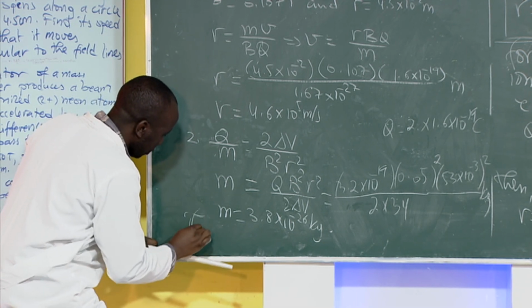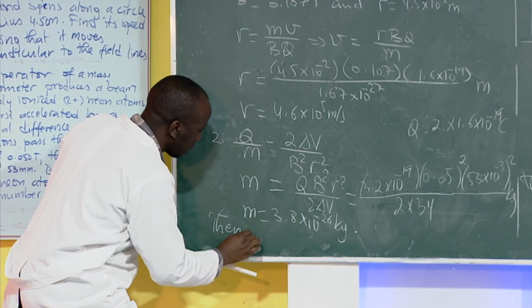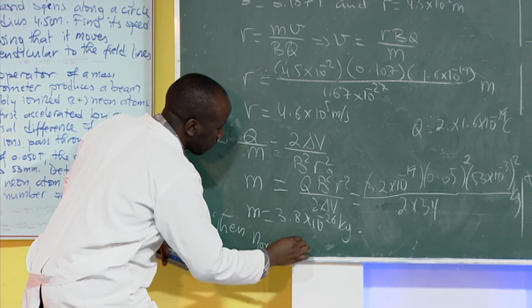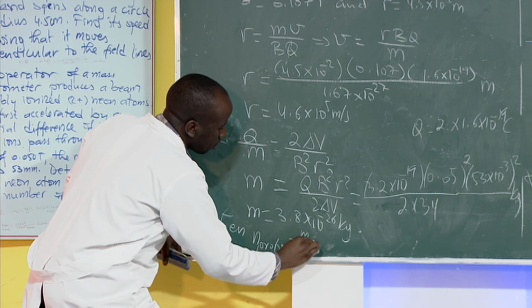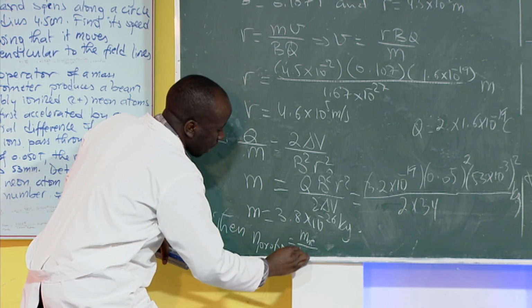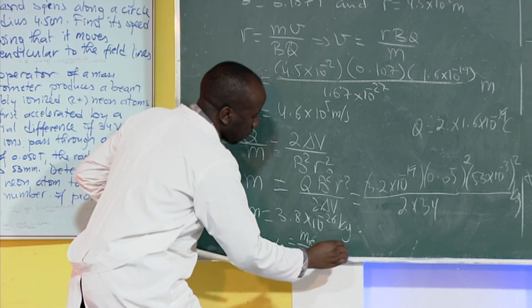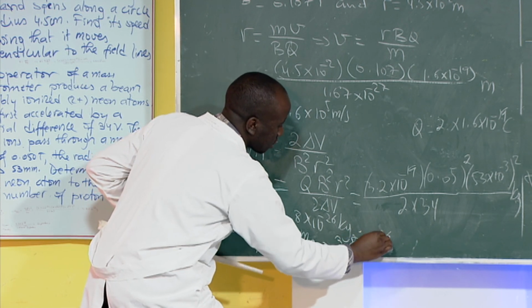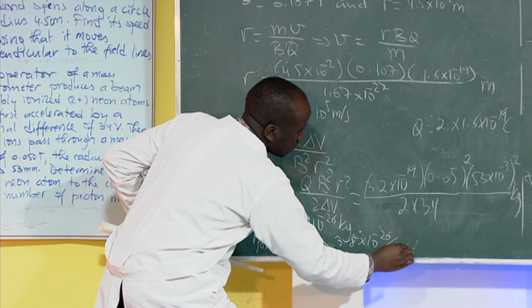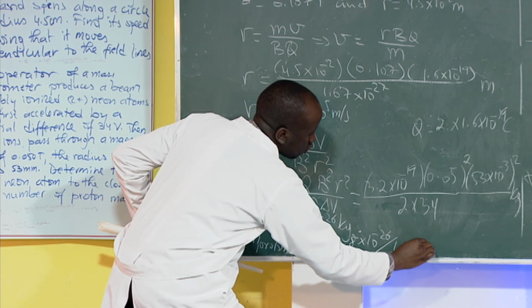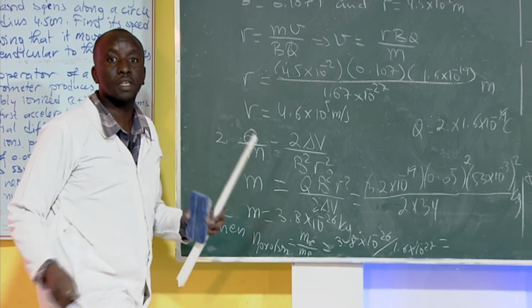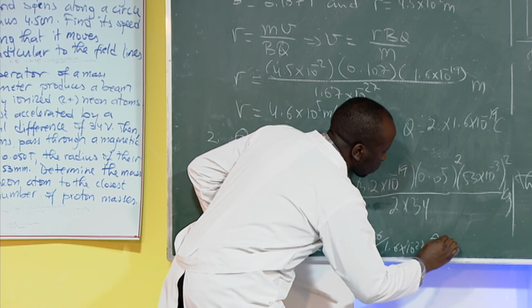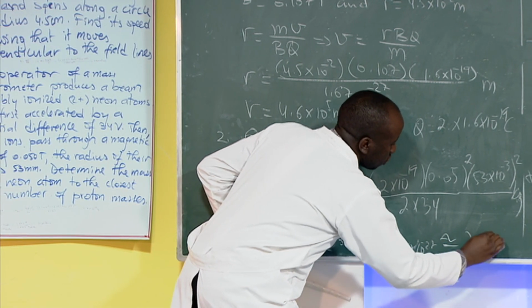And then we can find the number of protons to be equal to the mass that we find, the mass of this neon atom, over just the mass of a proton. So this time there will be 3.8 times 10 power minus 26 over 1.6 times 10 power minus 27. And when you calculate this, you find that this gives approximately 20 protons.